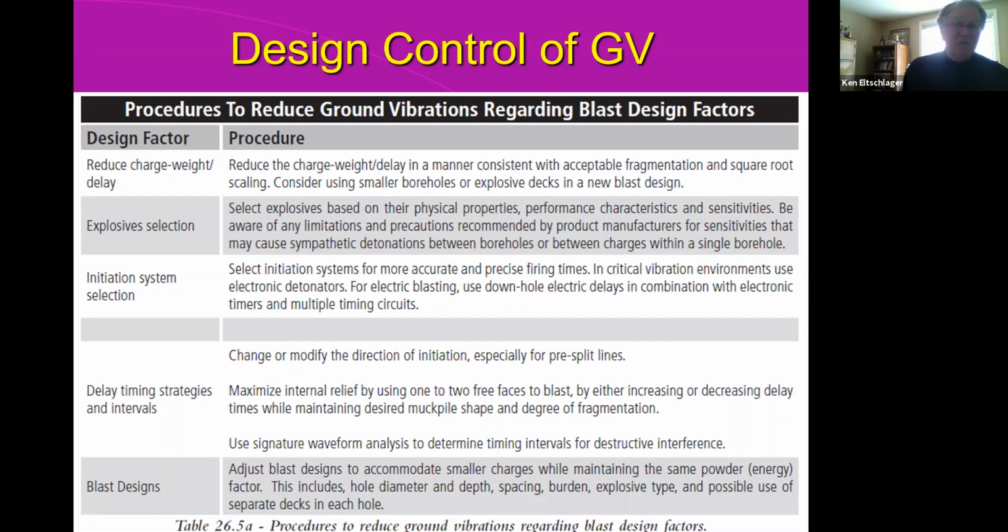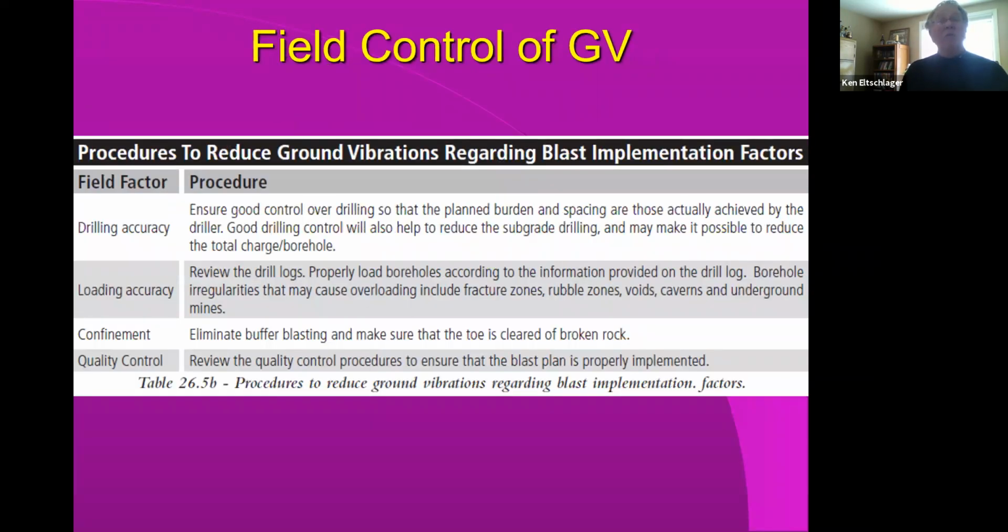They can modify their timing strategies. I know some blasters just give a mountain of effort in tinkering with different timings to get the best performance they can. And then lastly, just the overall design of how these things all come together. The field control, things that the blaster needs to pay close attention to: drilling accuracy, loading accuracy, confinement, and just overall quality control. A bad driller can make a really good blaster look bad because the confinement is all miss at that point in time.